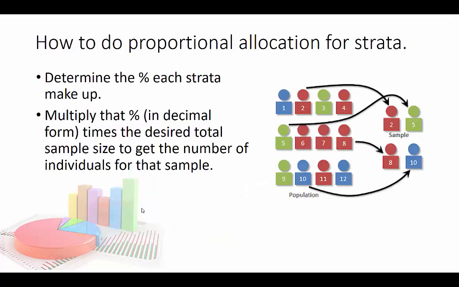How do we do a proportional allocation? Well, you determine the percent each strata makes up and multiply that percent in decimal form, not in percent form, times the desired total sample size. So if you want 20 people, you multiply it by 20 to get the number of individuals for that sample from that strata. So let's take a look at our hotel again.